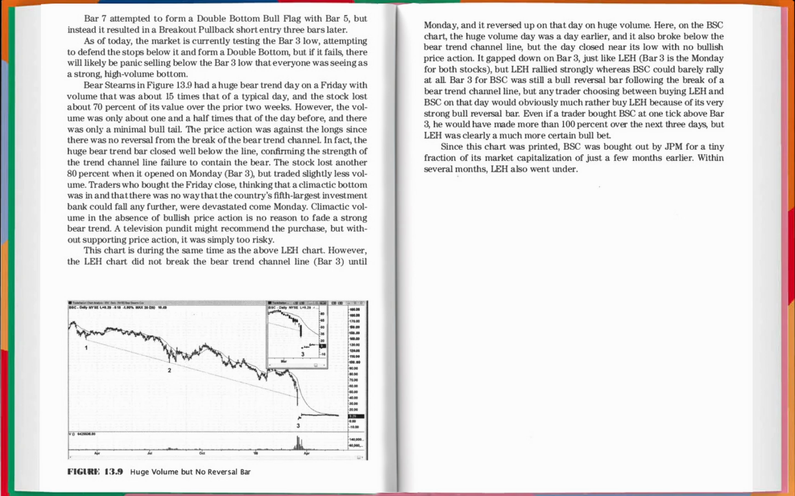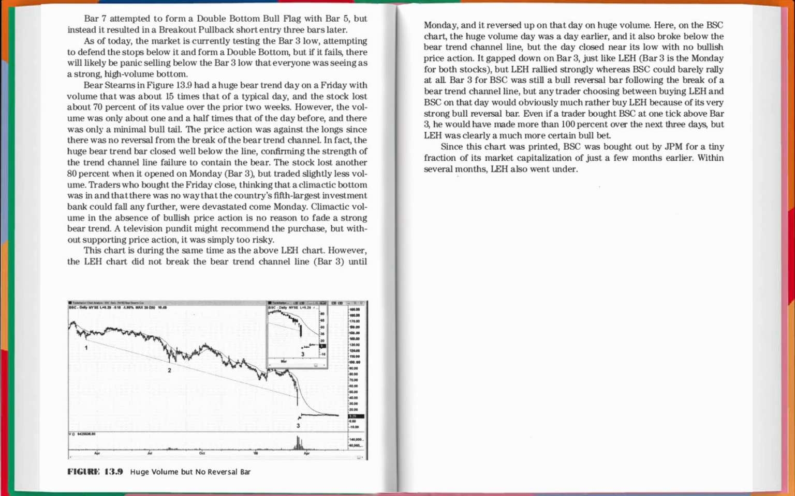Bear Stearns in figure 13.9 had a huge bear trend day on a Friday with volume that was about 15 times that of a typical day, and the stock lost about 70% of its value over the prior 2 weeks. However, the volume was only about 1.5 times that of the day before, and there was only a minimal bull tail. Price action was against the longs since there was no reversal from the break of the bear trend channel. In fact, the huge bear trend bar closed well below the line, confirming the strength of the trend channel line failure to contain the bear.